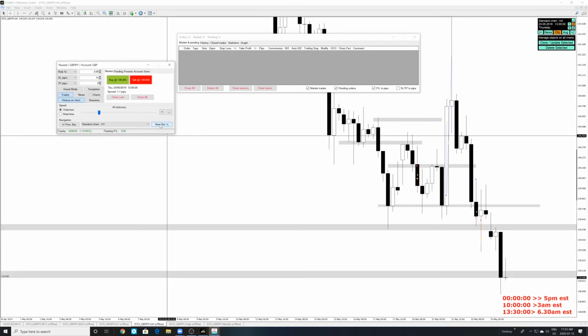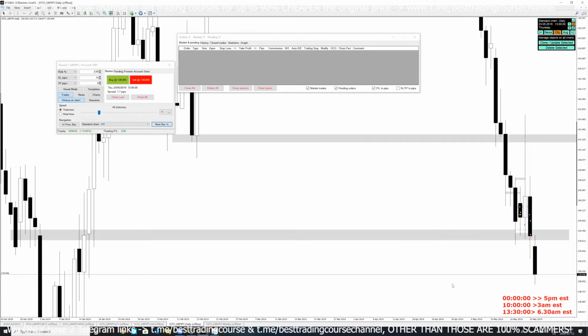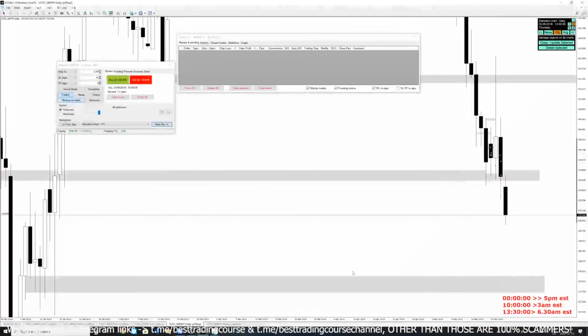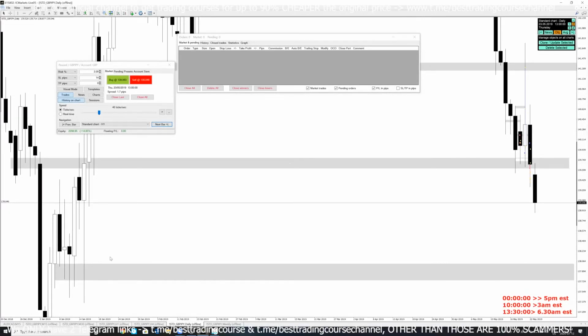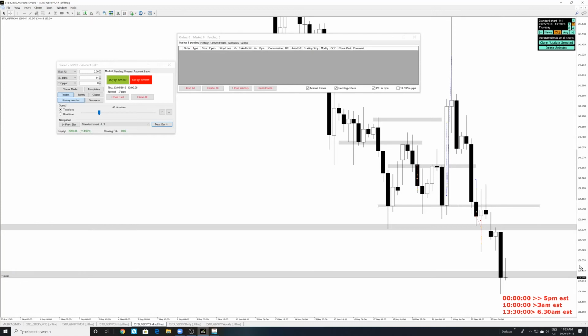6 a.m. Eastern, we have reached here again. Let's take a look on the daily. Daily is extremely bearish. Extremely bearish here. There's maybe some sort of support area it's coming down to. Let's take a look on the 4 hour. 4 hour has reached that support we had lined up.